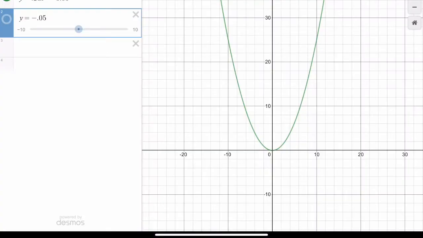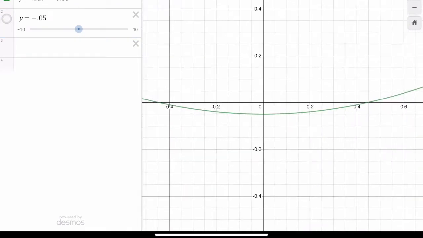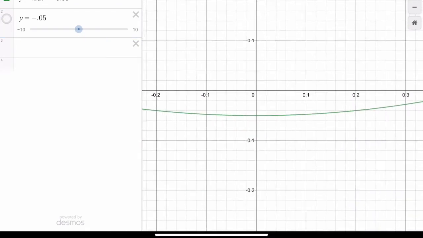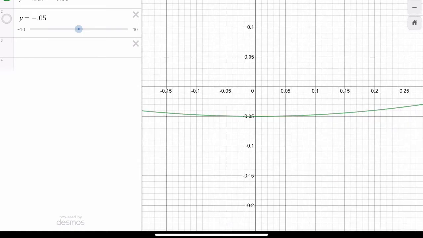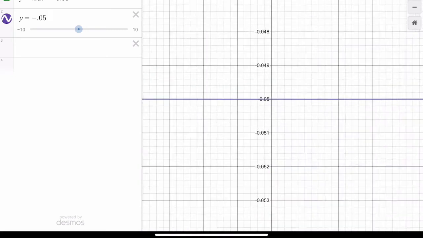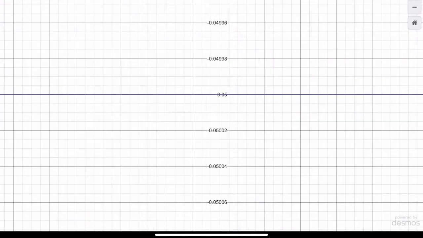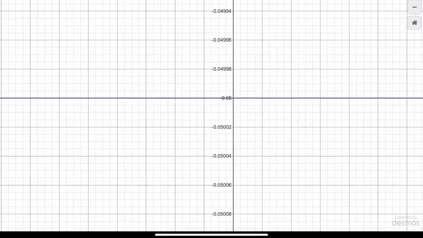Here's an example of that. Let's consider that green curve from before. If we want to use linearization for this curve at x equals 0, we need to find the equation of the tangent line at x equals 0. That would be y equals negative 0.05. If we zoom in really close to 0 on a small scale, that blue or purple line is an excellent approximation for the green curve.